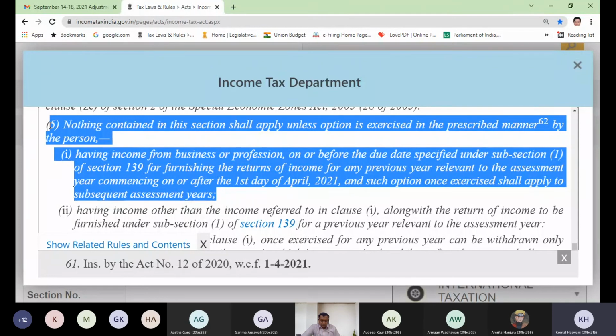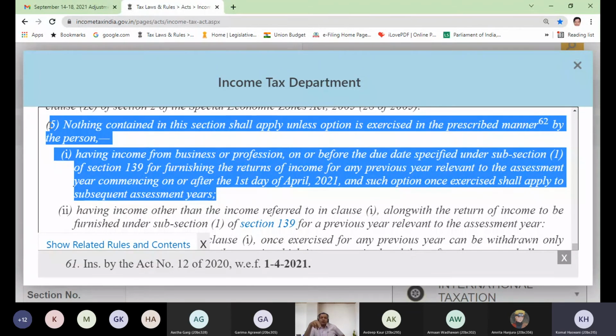Sir, can I try? Mm-hmm. So these 6 lines basically mean that whatever this section is talking about, 115BAC will not apply to anyone that has income from PGBP unless and until they choose this option, in which case it will be applied to next years also.